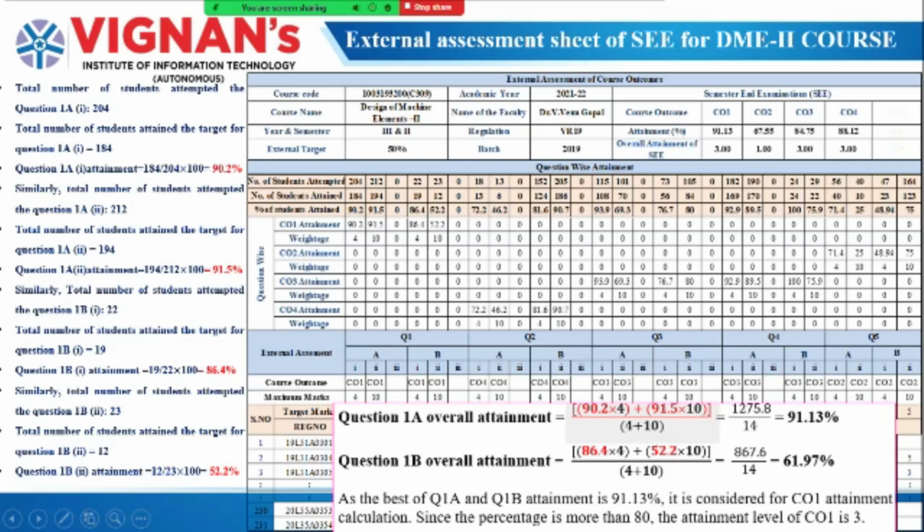So like that for each CO we have to calculate, and we have to take the best attainment for each question from each CO. So we observe here for CO1, the best percentage is 91.13. So the value will be 3 because this is more than 80. Like that, we have to calculate for CO2, CO3, and CO4. This is the semester end examination attainment, that is SCE.